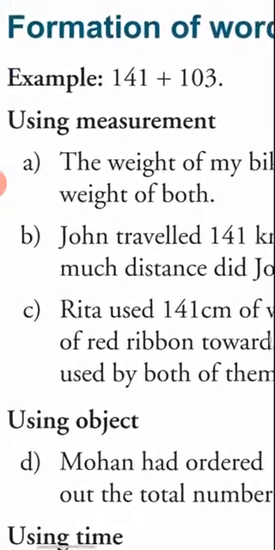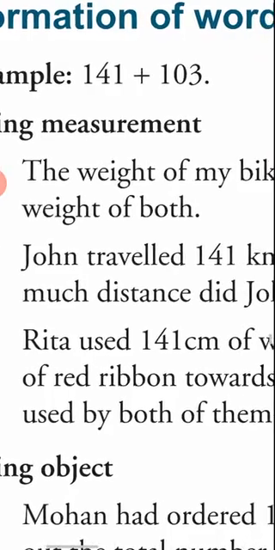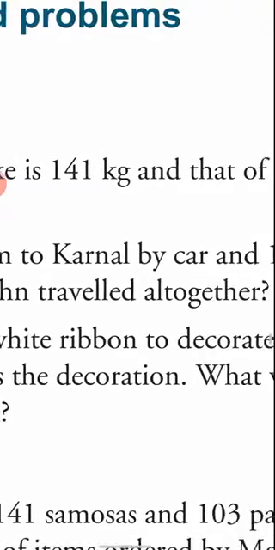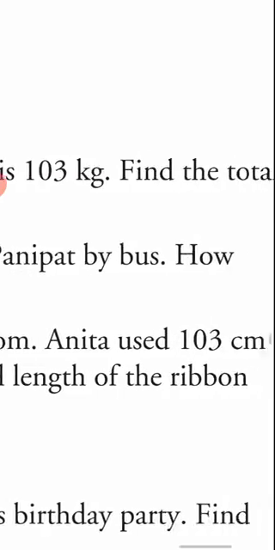The very first example that you can see is 141 plus 103. Now I'll let you know how to form a word problem using measurement, like if we are using any measuring quantity. So let us see. In A part, the weight of my bike is 141 kg and that of my scooter is 103 kg.